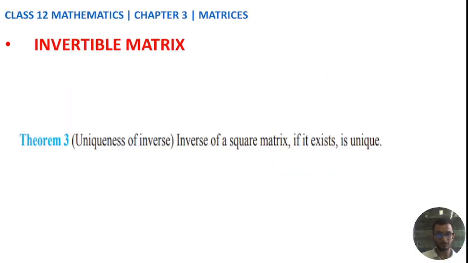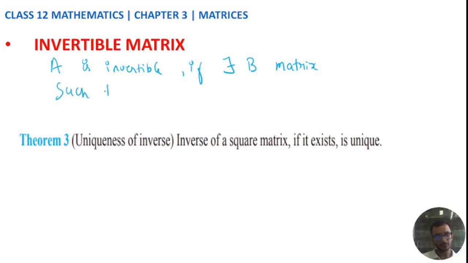Okay, so let's move to the next topic, invertible matrix. These topics are not of that much importance from the exam perspective, but still let's do it. What is an invertible matrix? Any square matrix A is said to be invertible if there exists a matrix B such that A into B is the same as B into A, which is the same as the identity matrix.